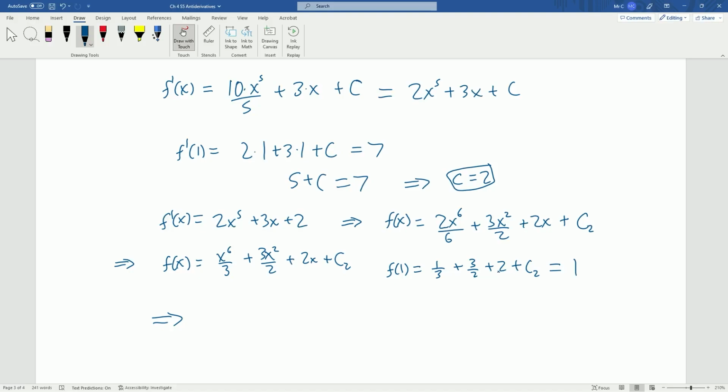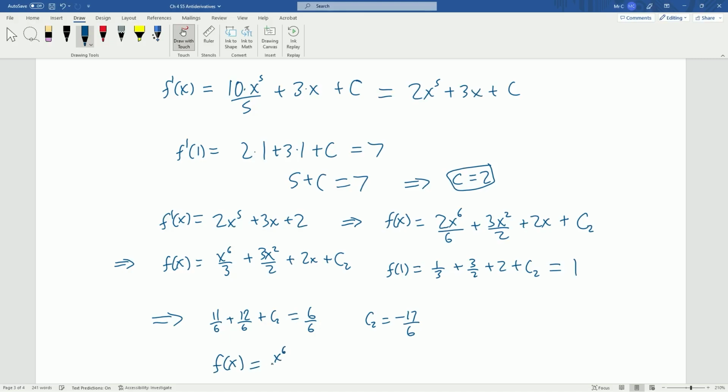All right, so what do we get here? Well, 1/3 is 2/6, and 3/2 is 9/6. 2/6 plus 9/6, that's 11 over 6 plus 2, which is 12 over 6, plus c2 equals 1, which is 6 over 6. So I subtract those, I get 23 over 6, I subtract it, I get c2 equals negative 17 over 6. So that leads me to my final conclusion for my function.